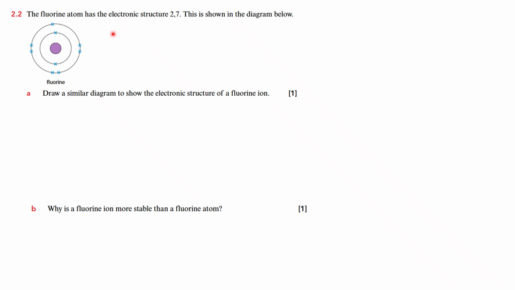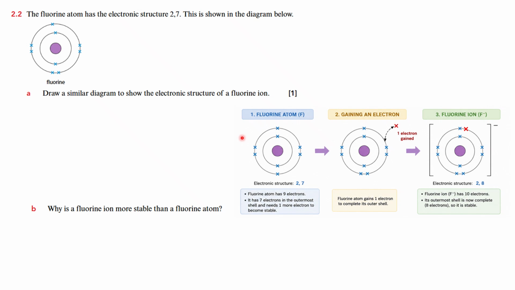Now the next question is, the fluorine atom has electronic structure 2, 7. This is shown in the diagram below. So here is the atomic structure diagram given for fluorine. So you have to draw a similar diagram to show the electronic structure of a fluorine ion. Now when we talk about ion formation, how ions are formed, ions can be formed when there is loss of an electron or gain of an electron. Now as we know that fluorine is a non-metal, hence it will accept one electron.